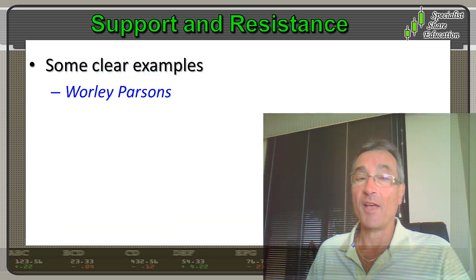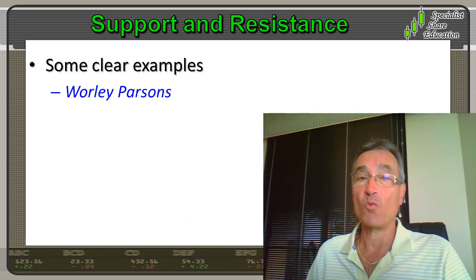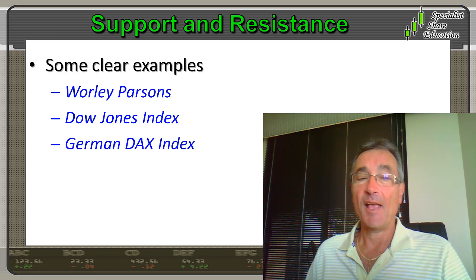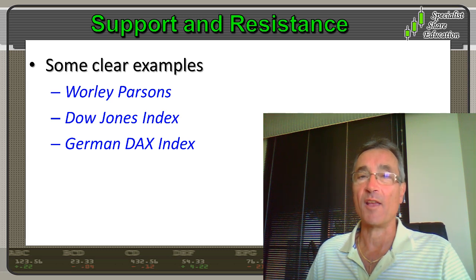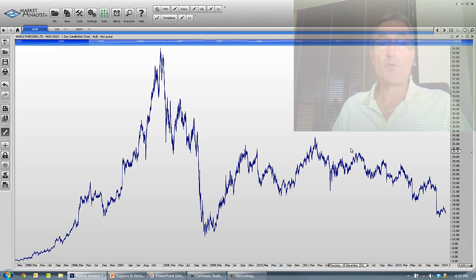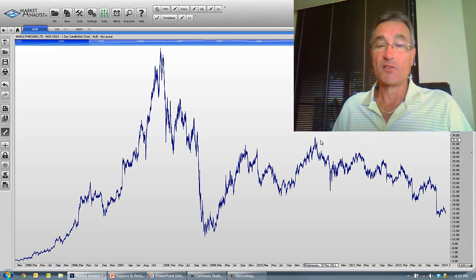So let's have a look at a couple of examples to work through this. We're going to have a look at Wally Parsons, which is an Australian engineering company, the Dow Jones index, which is really quite a fascinating setup, and also the German DAX index as well. So that'll give us a good look at constructing and using support and resistance levels. So we'll start first of all with Wally Parsons.